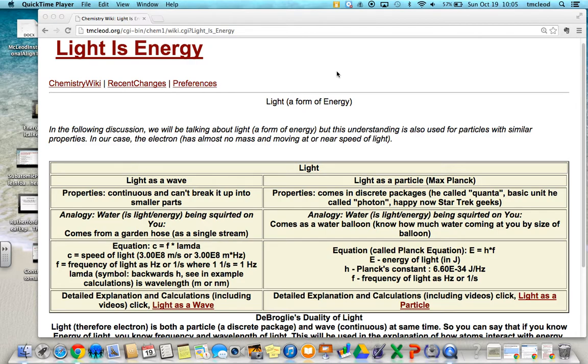And when you have light as a wave, there is actually an equation. It's called the light equation, which is the speed of light is equal to f times lambda. Lambda is like a backwards h. So you've taken h and kind of put it backwards. That's what lambda looks like. It's a Greek letter. c is the speed of light, which we're going to use as 3.00 e to the 8th meters per second, or another set of units, meters times hertz, and you'll see why I use that in calculations.